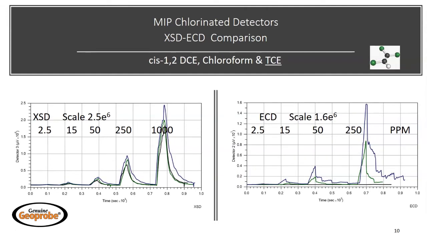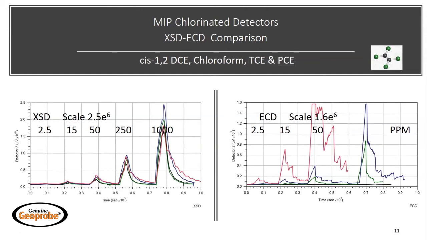Next, we are adding trichloroethylene to the comparison. TCE is another 3 chlorine molecule, however the chlorines are split on a carbon double bond. Once again, the XSD provides a slightly higher but consistent response level for the tested concentrations, while the ECD sees another significant increase in response, with TCE reaching its saturation level on the ECD at 250 parts per million, with much longer detector carryover displayed.